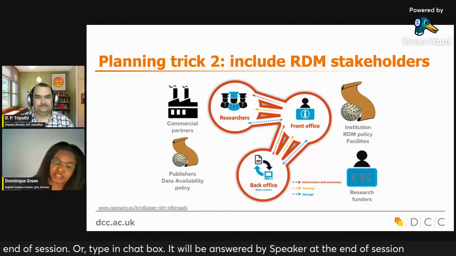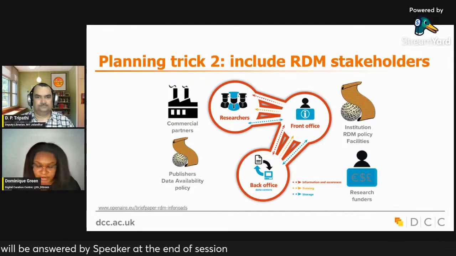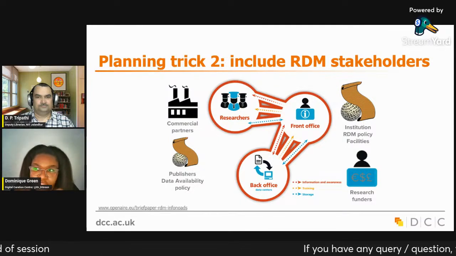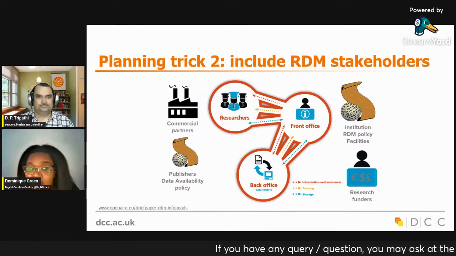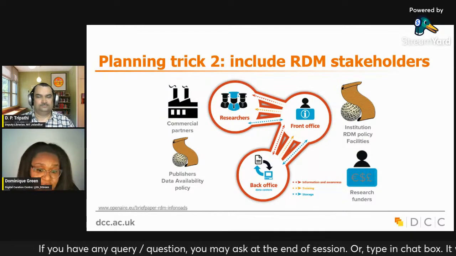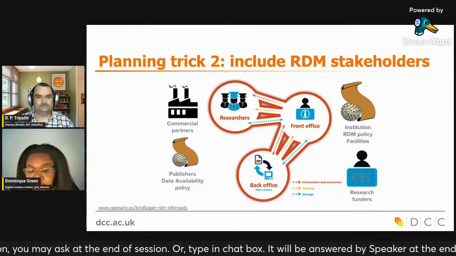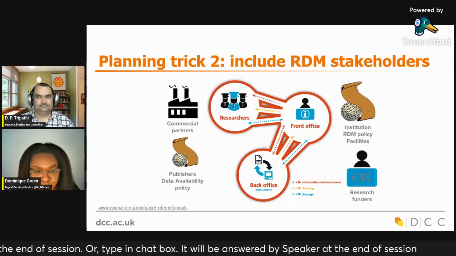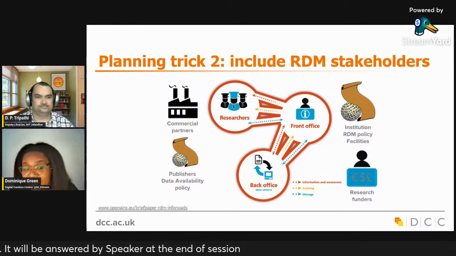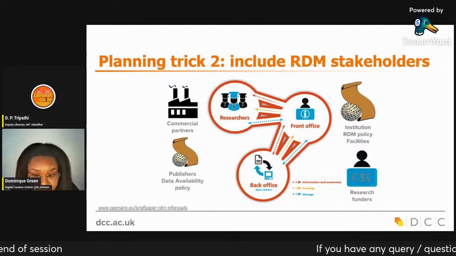The second trick is to include all research data management stakeholders. And what we're saying here is remember that the project that the researcher is a part of is not just about the researchers. They're not the only ones involved. There's a lot of different actors in play. That includes the funders. So the funders might have their requirements for data management plans. Your host institution might have requirements for data management plans that the researcher needs to consider.